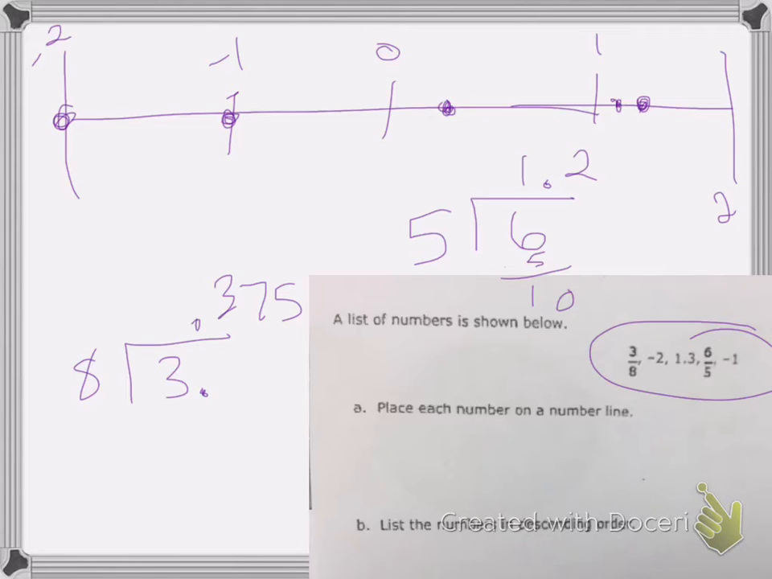Okay. So on your number line, it should look something like this, to where -2 is here, -1 is here, 3/8 is here, 6/5 is here, 1.3 is here. Okay.